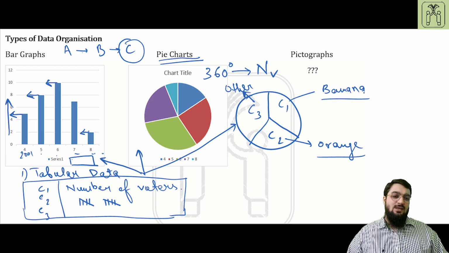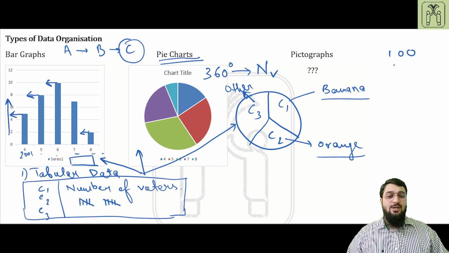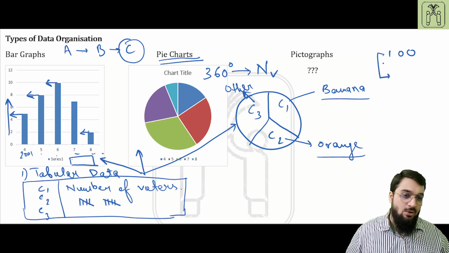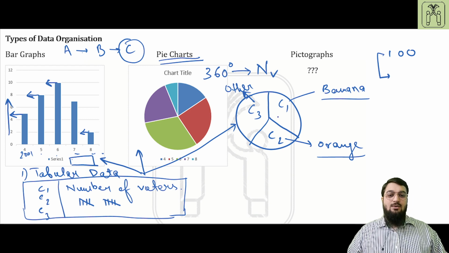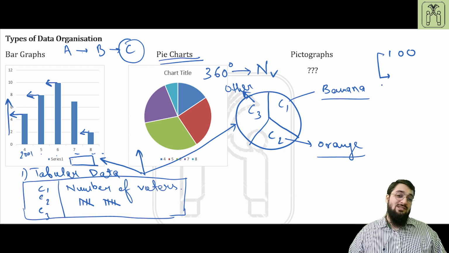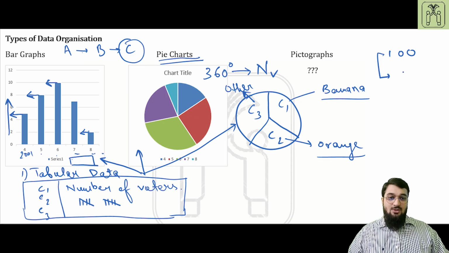So for example, we interviewed 100 people. Stay with me. Out of 100 people, say we got a total of 120. So 120 divided by 360 is one third. So we got 33.33% of votes for banana.